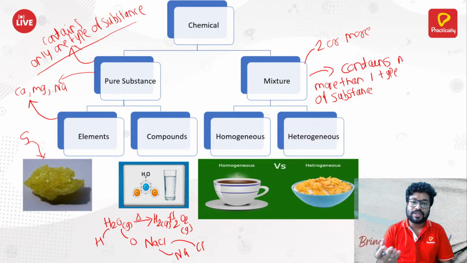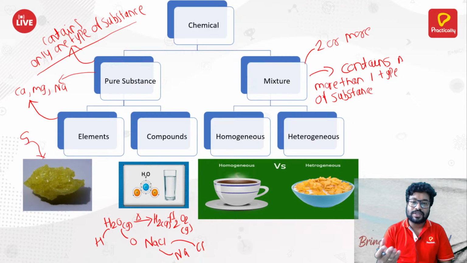Now mixture. As I told you earlier, a mixture contains two or more kinds of substances. They are mixed together in any ratio. So that's the difference between compound and mixture. In a compound, you have a fixed ratio. For example, in H2O, we will see that very shortly, you have 2 grams of hydrogen and 16 grams of oxygen, right?